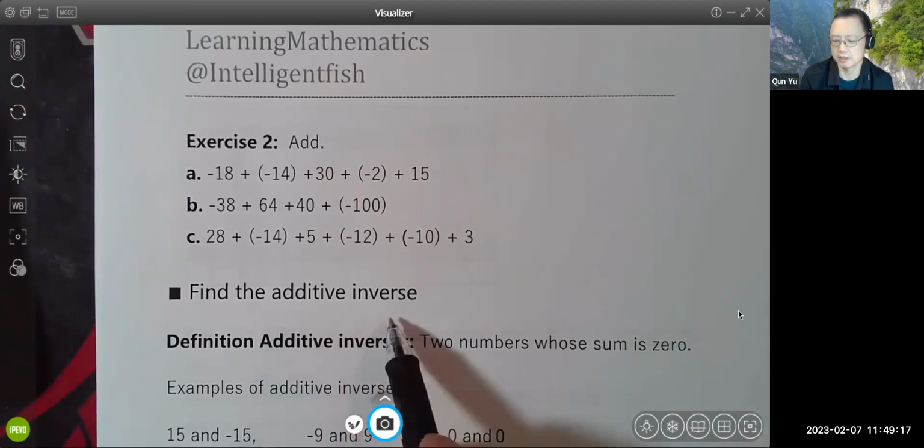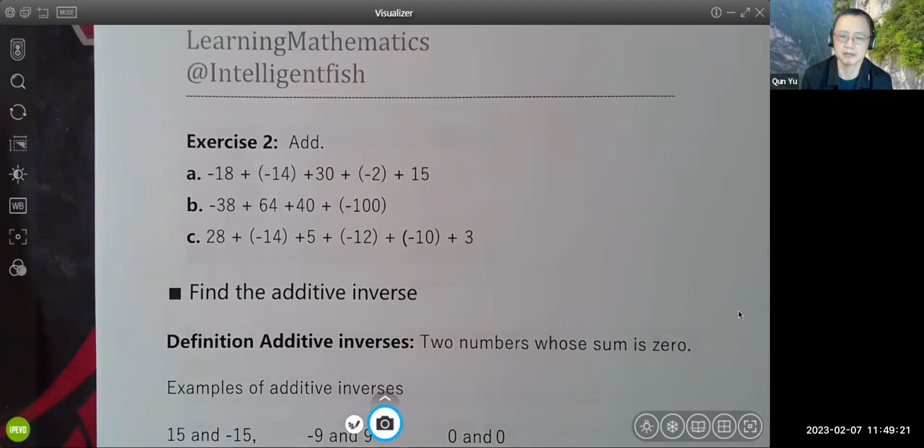Now, next topic, we want to know what an additive inverse is. Basically, additive inverse is just another way to say the opposite number. So we know positive 5 and negative 5 are opposite numbers. Positive 100 and negative 100 are opposite numbers. So this is the definition: two numbers whose sum is 0.